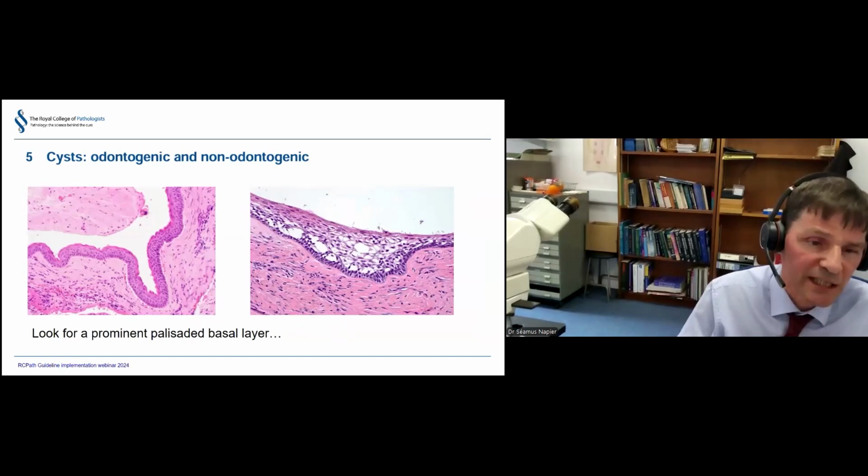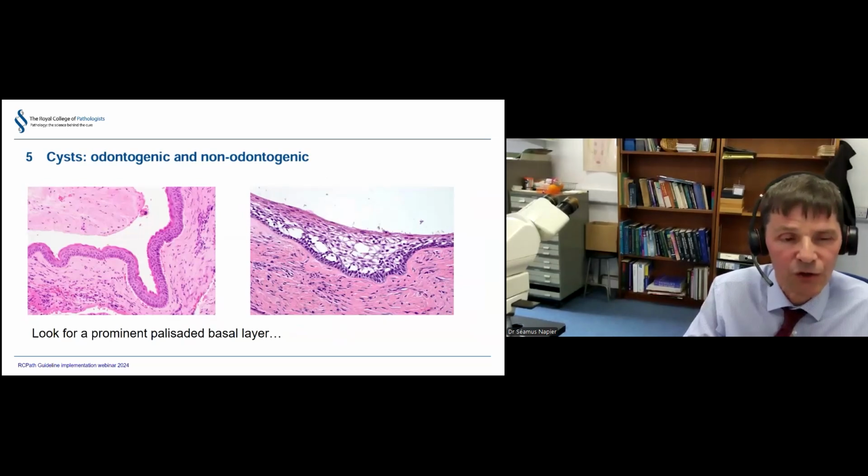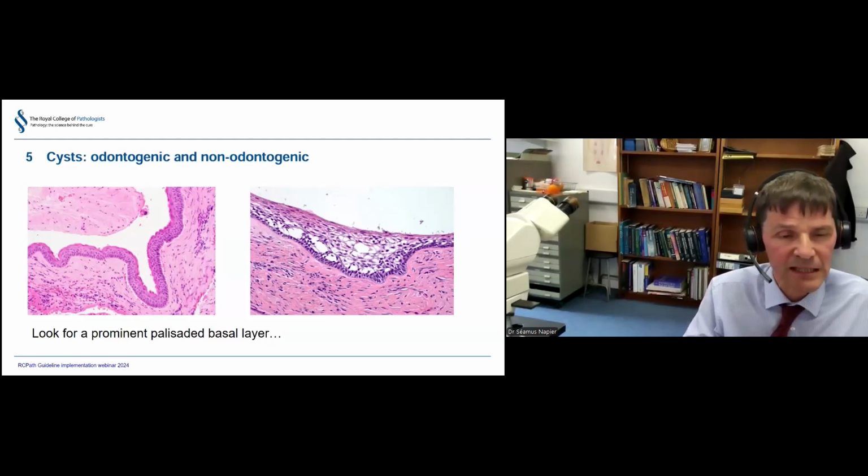With regard to odontogenic cysts, the whole point of the exercise is really to demonstrate a prominent palisaded basal layer, because although there are many different types of odontogenic cysts, the two that interest us most are the odontogenic keratocyst, which is demonstrated on the left here, and then the ameloblastoma, some of which can be cystic. Really what we're looking for, as well as the prominent palisaded layer, is to see if there is apparent spongiosis that can't be explained by inflammation. That's often a key sign that draws your eye to other features.